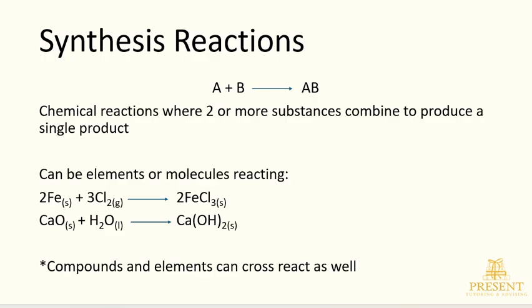An example of that would be two elements reacting with each other, like iron, just Fe plus Cl2, chlorine, and then those react to produce FeCl3. Another one would be two compounds reacting, like calcium oxide and water combining to make calcium hydroxide. If we were to think about it, we can think of a synthesis reaction as happening between two elements or two compounds or two or more of those, or it could even be a reaction between a compound and an element.